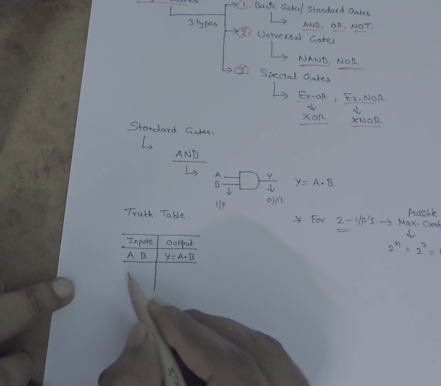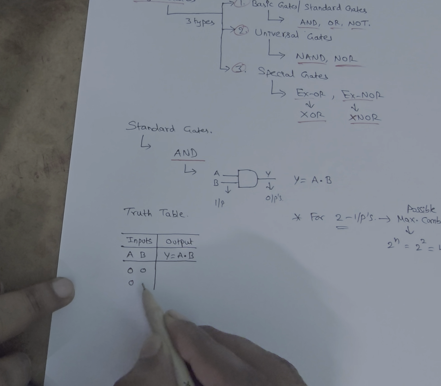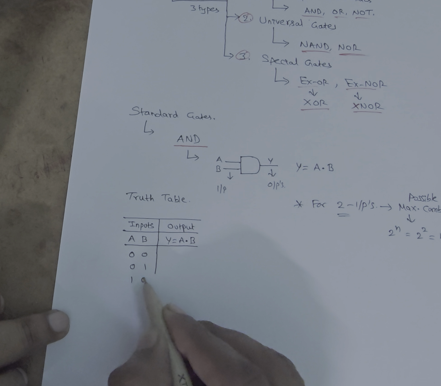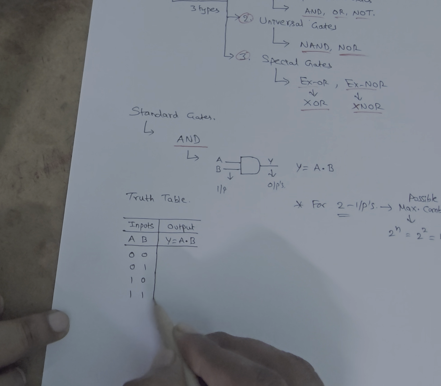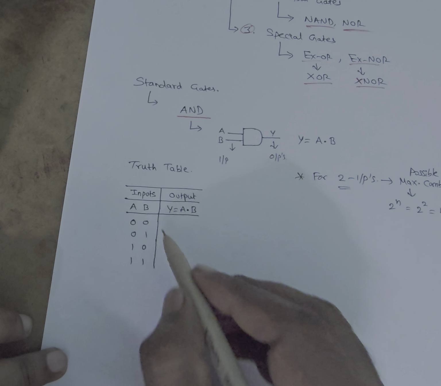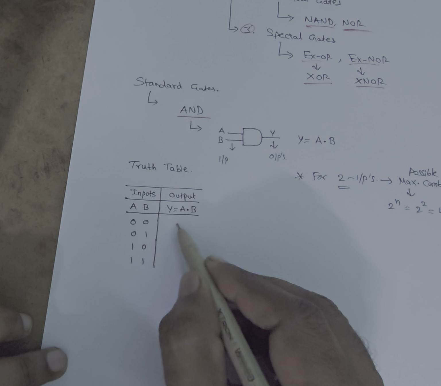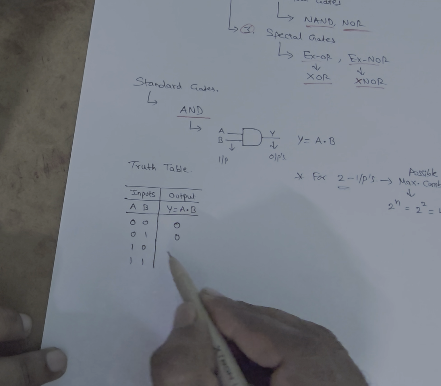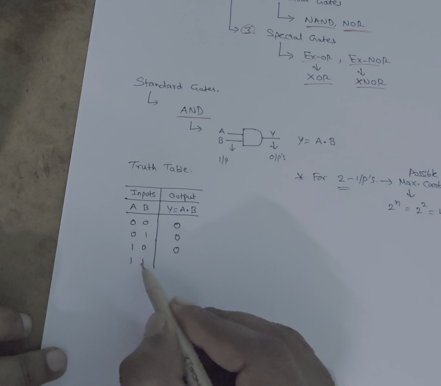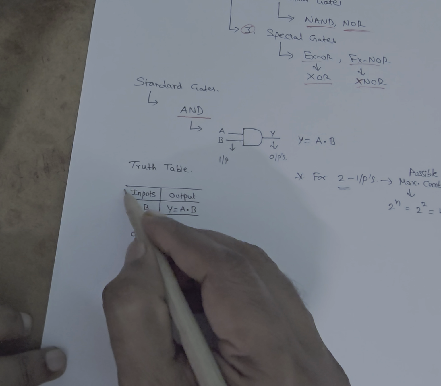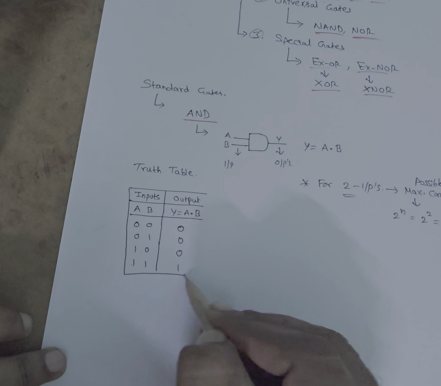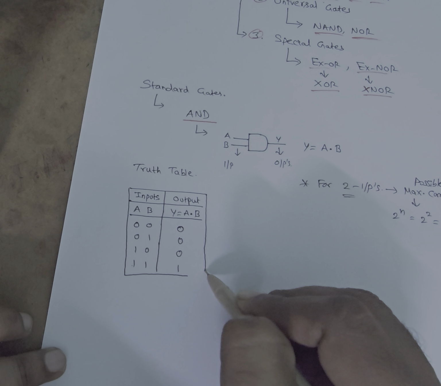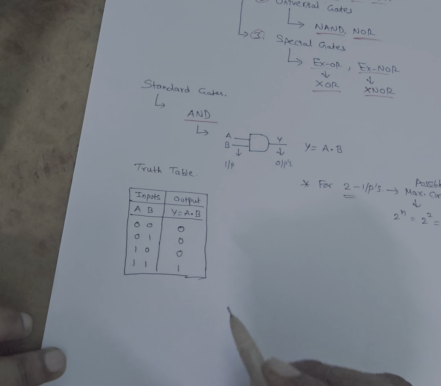And what are the possible combinations? 0 0, 0 1, 1 0, 1 1. So these are the 4 possible combinations. For this, 0 into 0 is 0, 0 into 1 is 0, 1 into 0 is 0, 1 into 1 is 1. So this is your AND gate functionality explained in a truth table.